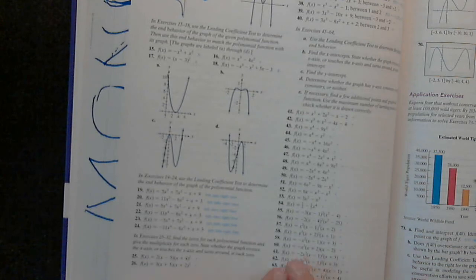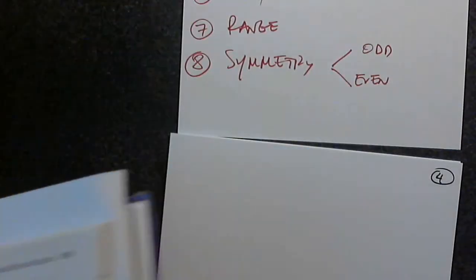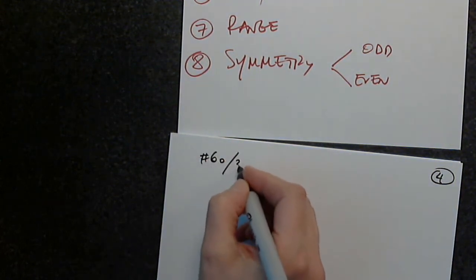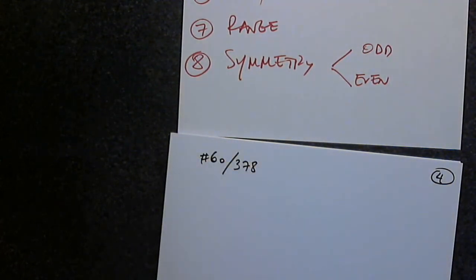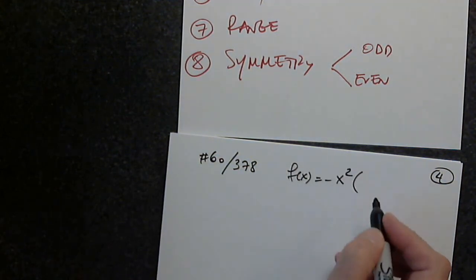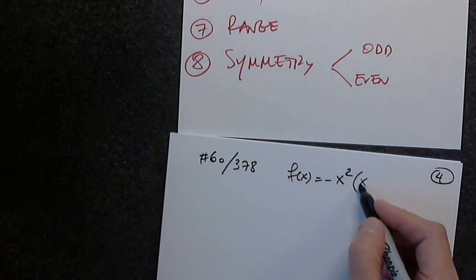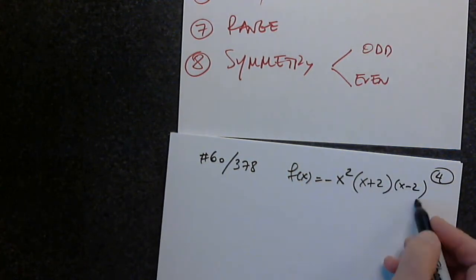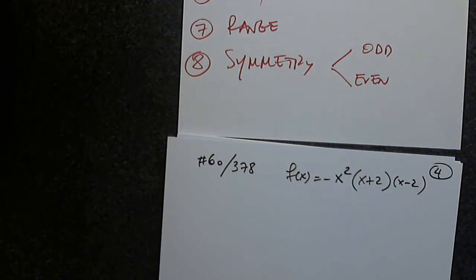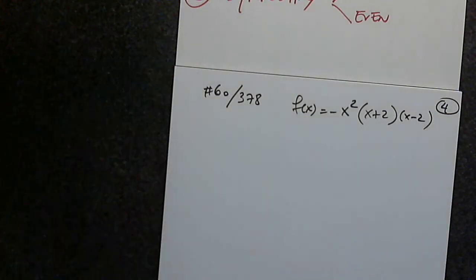60? Yes, indeed. It is an even degree. Excellent. We'll start with 60. And that's on page 378. And it's f of x, negative x squared, x plus 2, x minus 2. Good problem to start with. Excellent. Good pick. Very good.